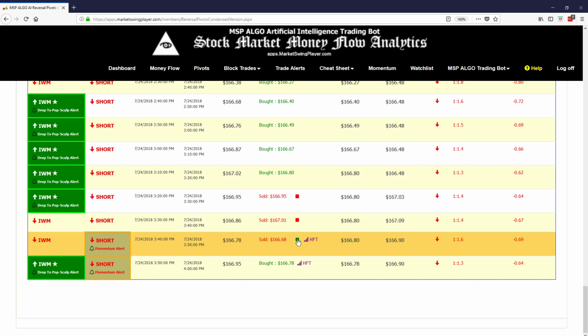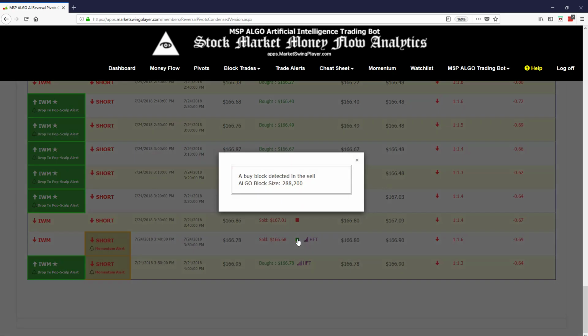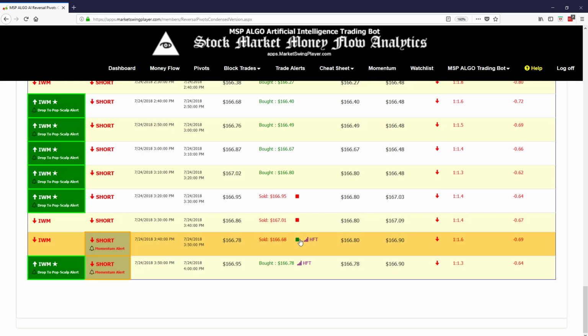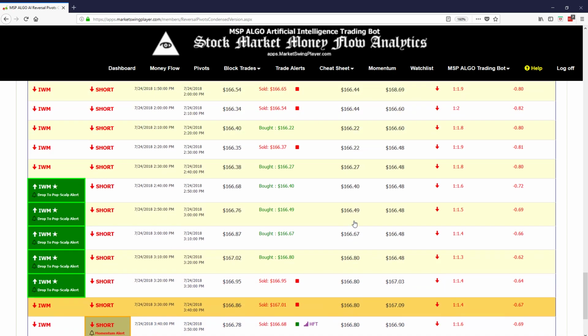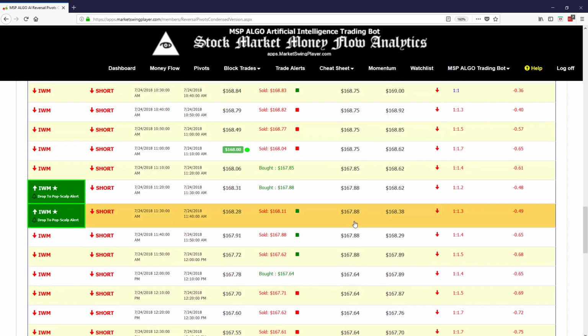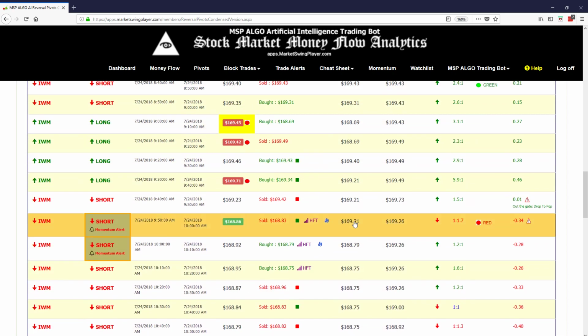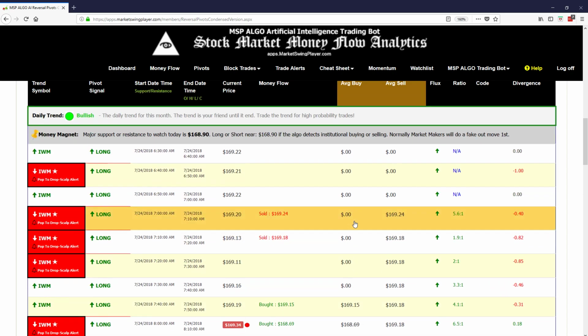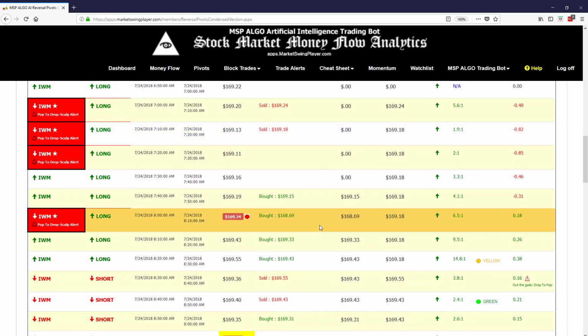And now we could actually see some algo blocks coming through here, and a lot of momentum is being triggered, okay? So that's how you trade the scalp alerts, and it is for day traders. You need to monitor your trade.